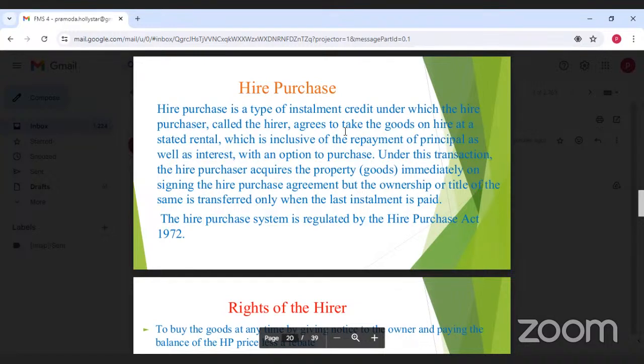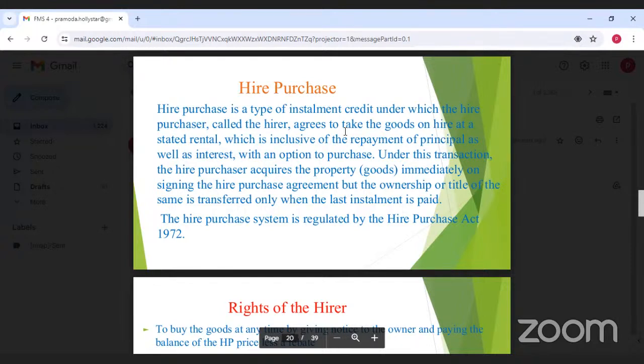But in hire purchase system, what happens? You will make the down payment, take the physical possession of the goods. You will be using the goods, and the remaining amount you will be paying in monthly installments. But only on the payment of the last installment, the property will be transferred to your name. That means the title deeds of the property will be transferred only on repayment of the entire loan amount along with interest, after the receipt of the last installment. Such kind of methodology of rendering financial services, you call them as hire purchase system.